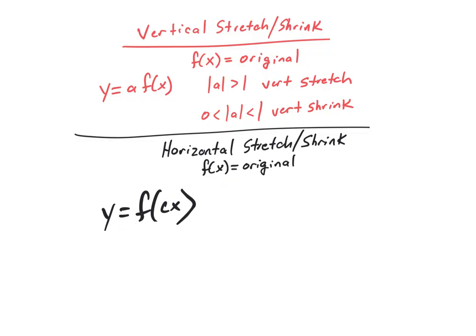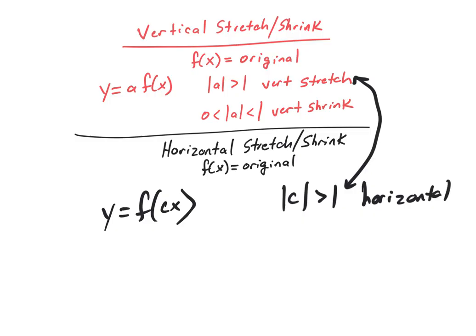So where that number is at tells us what type of stretch or shrink is taking place. If the absolute value of c is bigger than 1, then it will take on the same thing as that, okay? But we would call this a horizontal shrink.